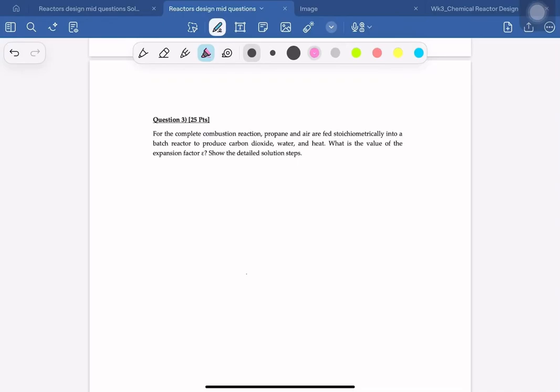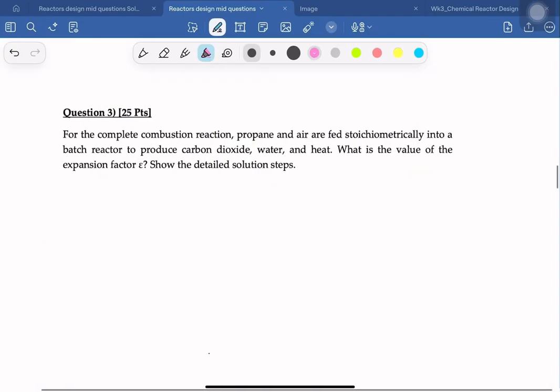هالسؤال كان في واحد من الأسايمنتس. عندنا the complete combustion reaction, propane and air are fed stoichiometrically into a batch reactor to produce carbon dioxide, water and heat. What is the value of the expansion factor?